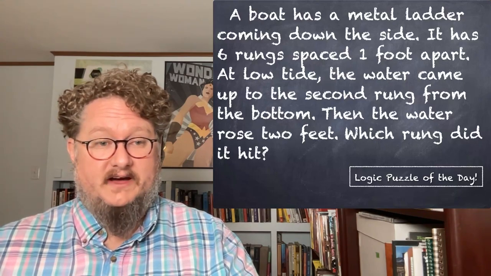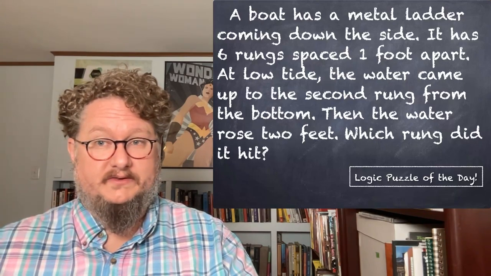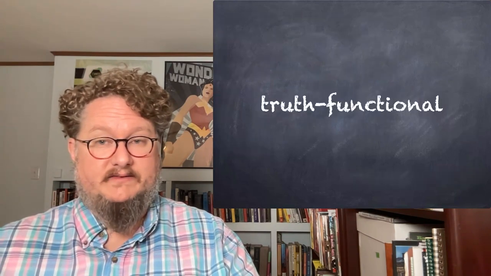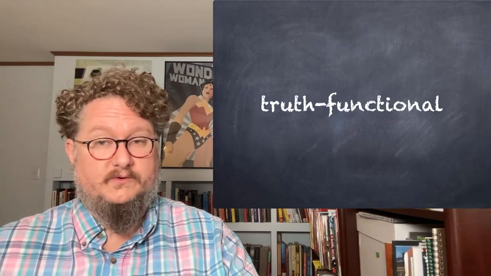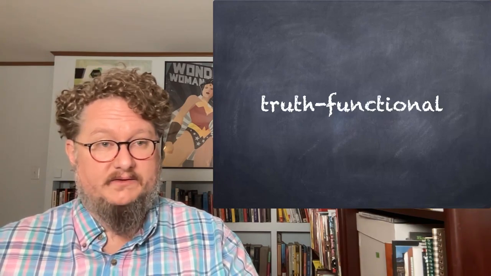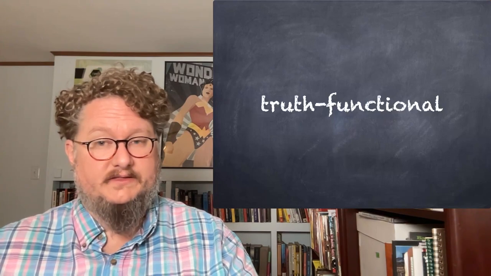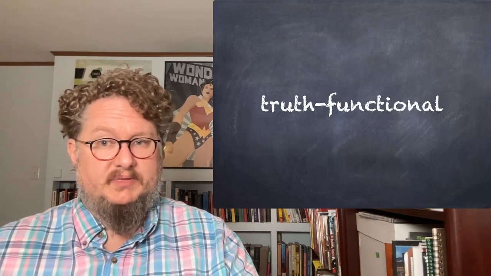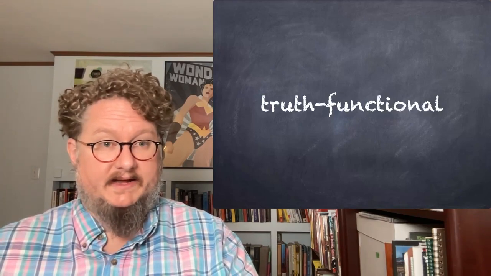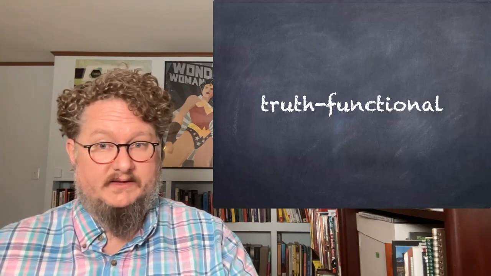Okay, now let's start talking about truth tables. Truth tables take advantage of a feature of SL, which is that it is truth functional. The truth value of the compound sentences in SL depends only on the truth values of the atomic sentences that make it up, plus the rules for the connectives and how they transform the truth values.